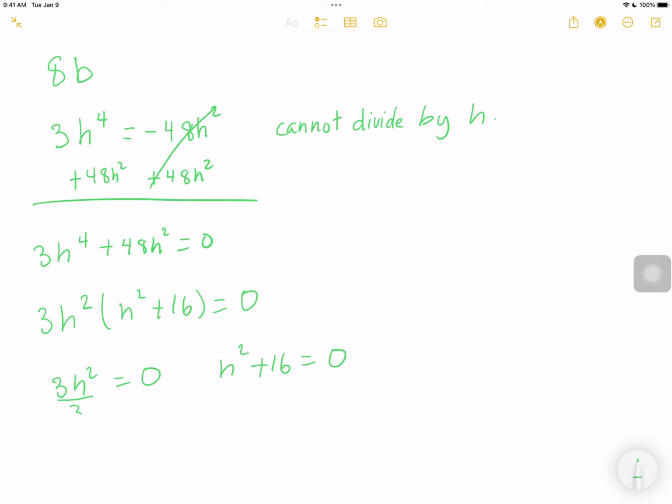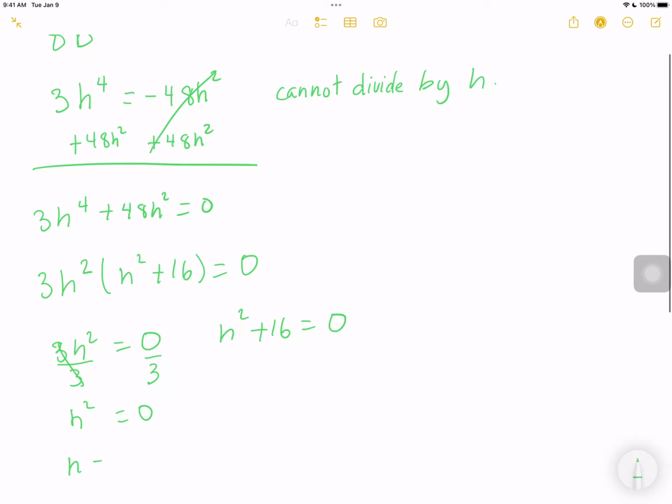This one you divide by 3, and then h squared equals 0. So therefore h equals 0 after I take the square root. And look, h equals 0 was one of our possibilities. So again, that's why earlier on I was saying that you cannot divide by a variable.